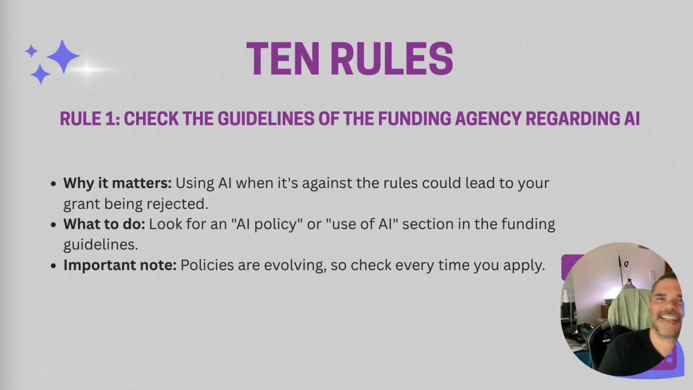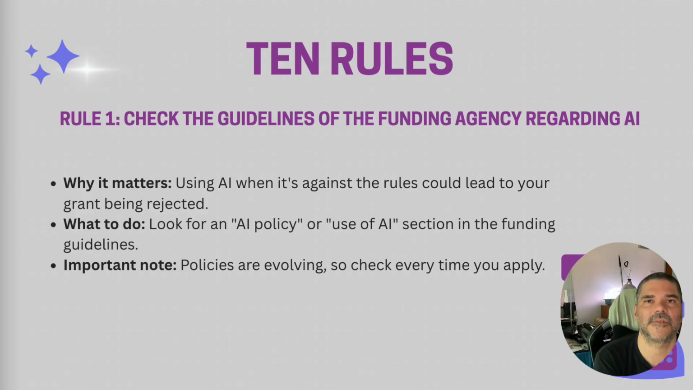So let's get into the 10 rules for using AI in grant writing. Rule number 1 is check the guidelines of the funding agency regarding AI. So you want to make sure that the funder guidelines talk about using AI, just in case they say no AI is accepted and your grant will be rejected if you use it. So that's the first step.